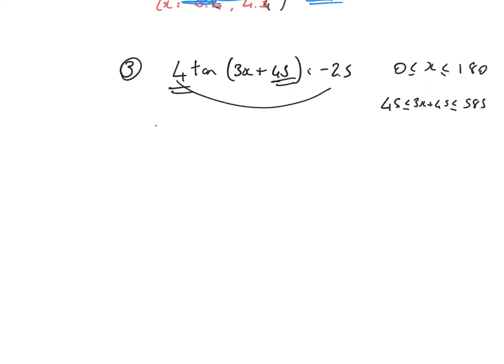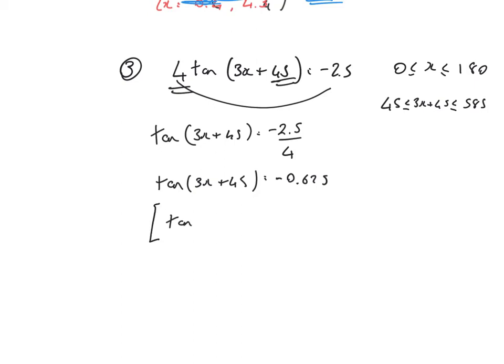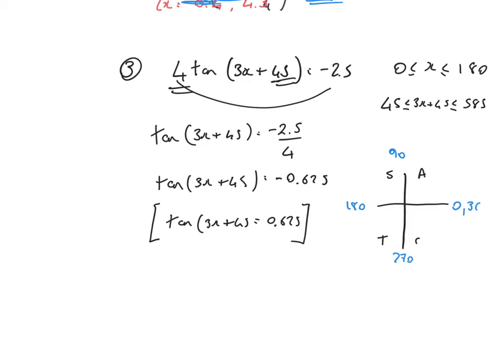Let's now bring that 4 down and divide, and that's going to be tan 3x plus 45 is equal to minus 2.5 over 4. Now what I'm going to immediately do is change that into a decimal fraction, and that will give me minus 0.625. I'm then going to change that to be a positive result, as per usual for a trig equation. If it's equal to a negative result, let's get the CAST diagram up. It's degrees, so 0, 90, 180, 270 and 360. For tan we would normally look in all in tan, but it's negative, we've changed it to positive, so we're going to look in sine and cos.